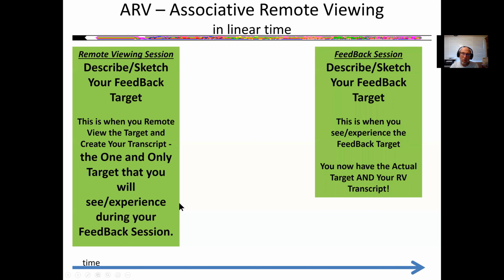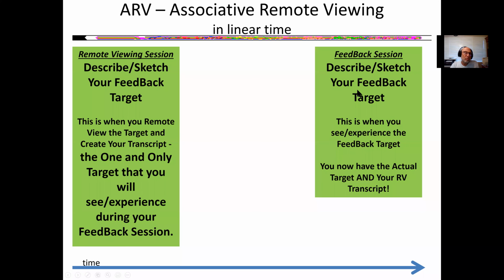So the feedback session then occurs sometime in the future. Here's the feedback session. And in many ways, even though you know now what the target is, you're looking at it, you have your transcript with you, it turns out to be very important to take the point of view that you're doing the same thing. You're describing and sketching your feedback target. Of course, now you have all the information, and we'll be talking more about that. So this is when you see the one and only feedback target, and you have the truth in front of you.